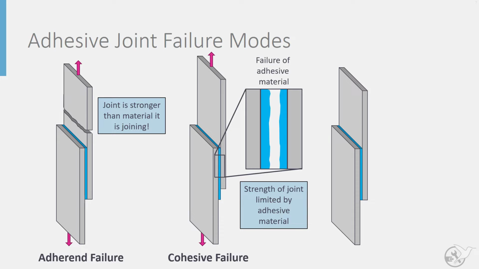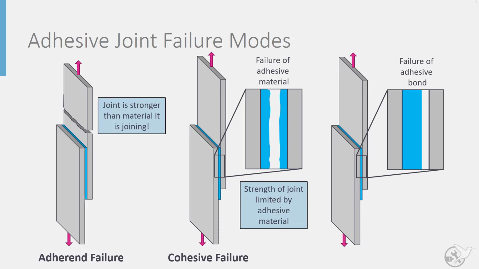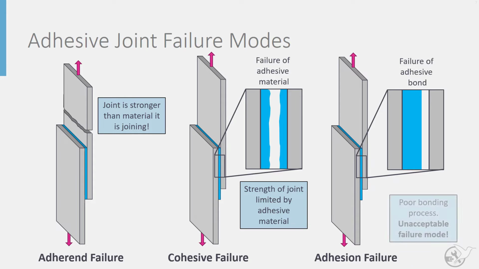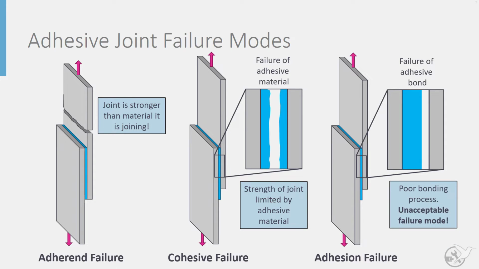Conversely, if the chemical bonds that glue the adhesive material to the part being joined are overcome by the loading, failure can occur along the interface between the adhesive material and these parts. This failure mode is known as adhesive or adhesion failure and is limited by the quality of the chemical bonds formed during the bonding process. This failure mode is not acceptable for aircraft structures, and if it occurs, it is a sign that there were problems with the bonding process itself.